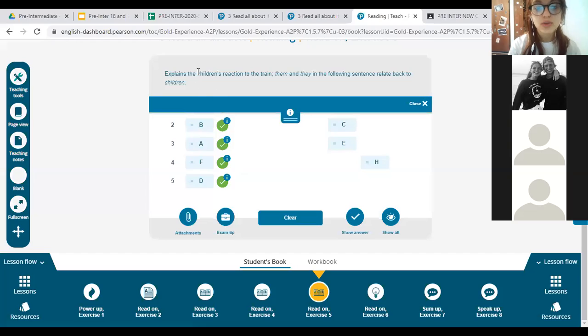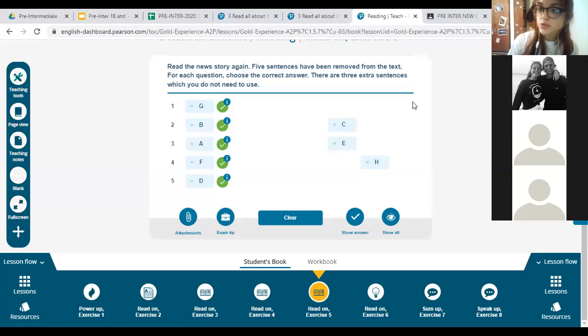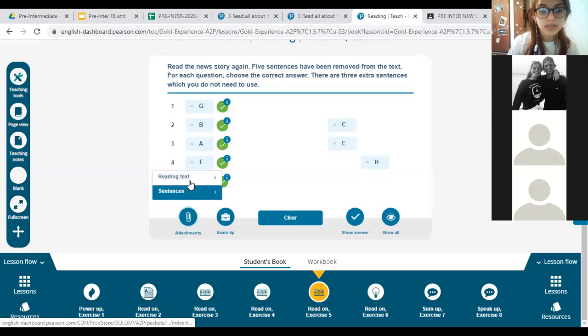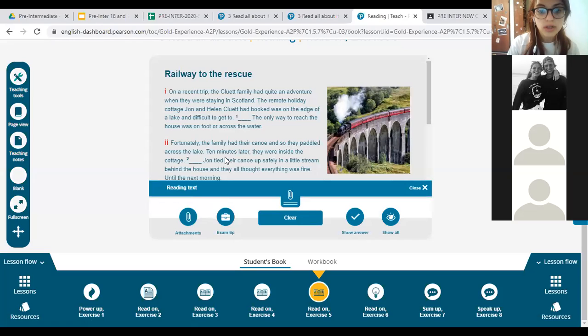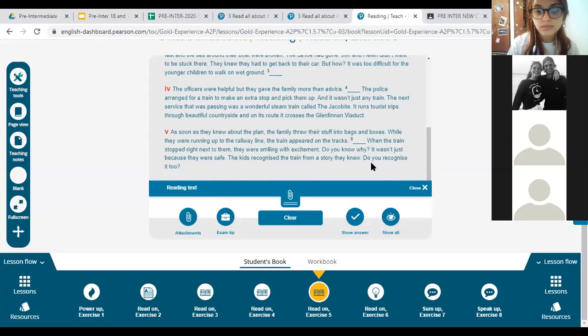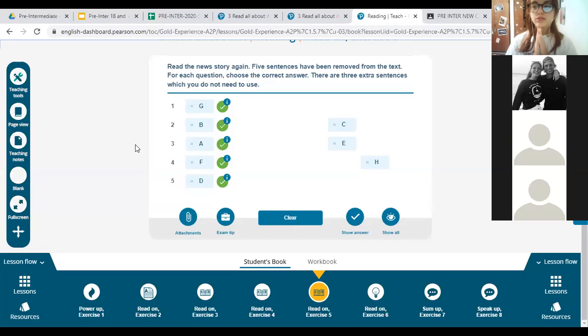Good. So in this case, this is the children's reaction. They were amazed. And the "them" and the "they" in the following sentences refer to the children. Right? So, they were smiling with excitement and next to them. Good.